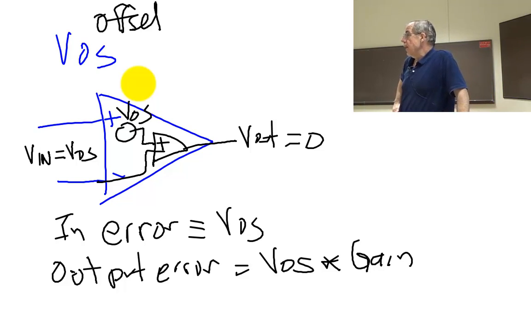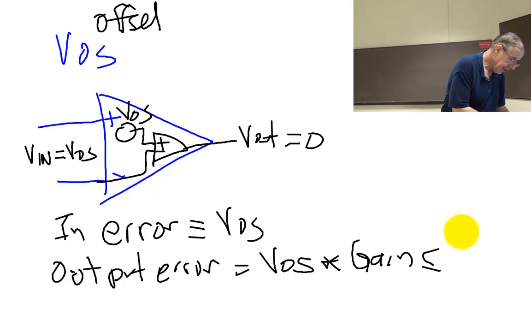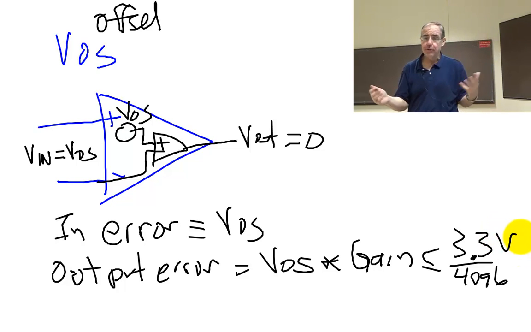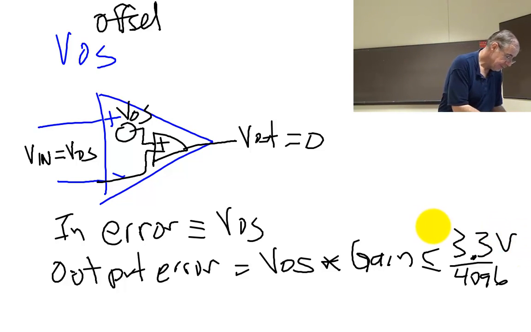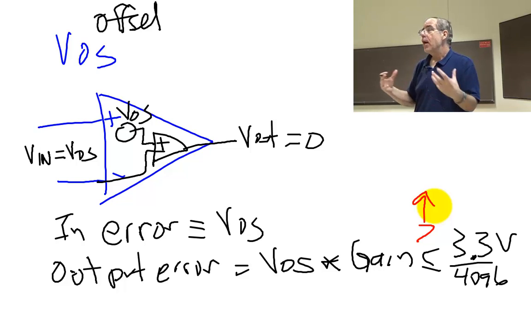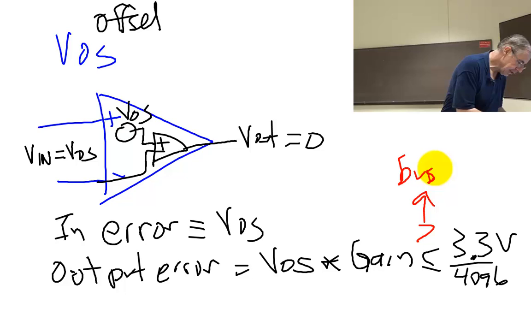I got it, don't like it, number's too big. In other words, this is greater than 3.3 over 4096. It's too big. What do I do? If this is bigger than that, I have to do something. What do I do? I buy a better op amp. For this, I buy a better device.